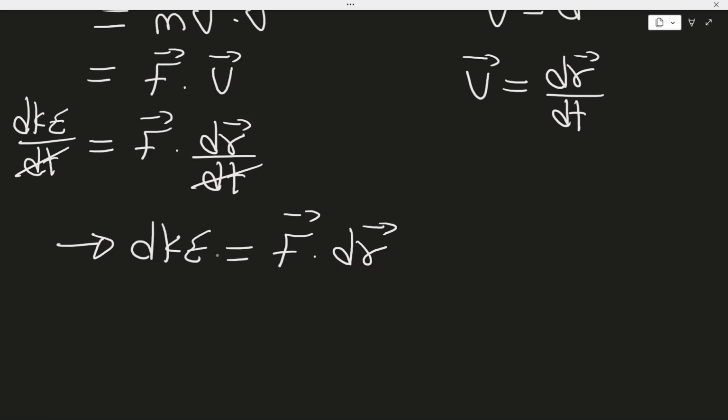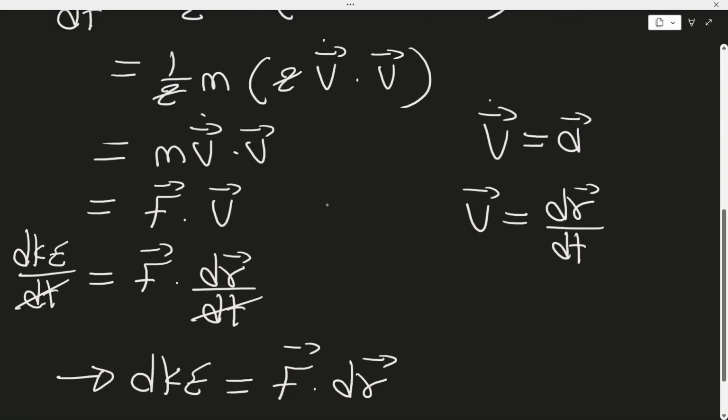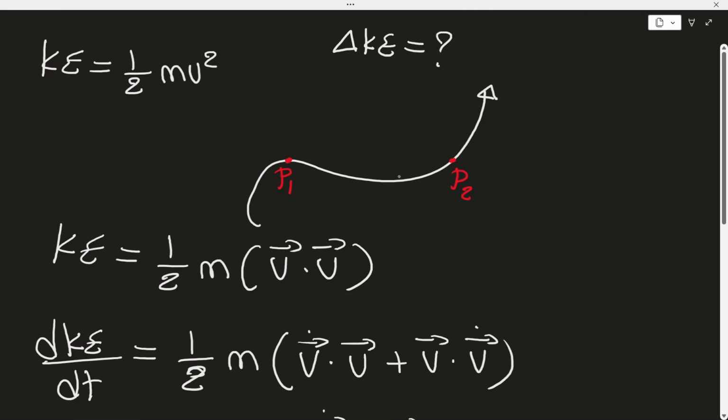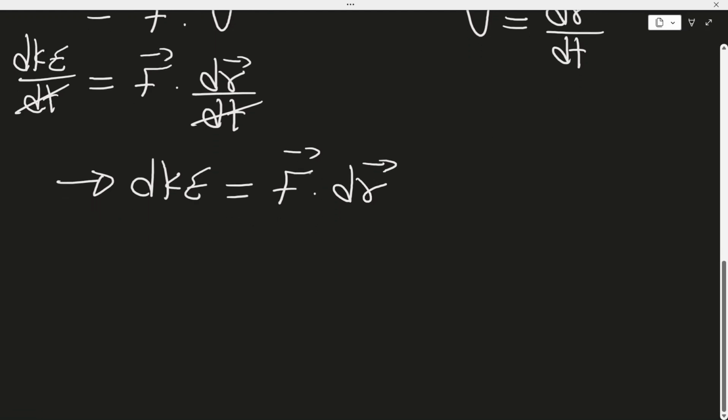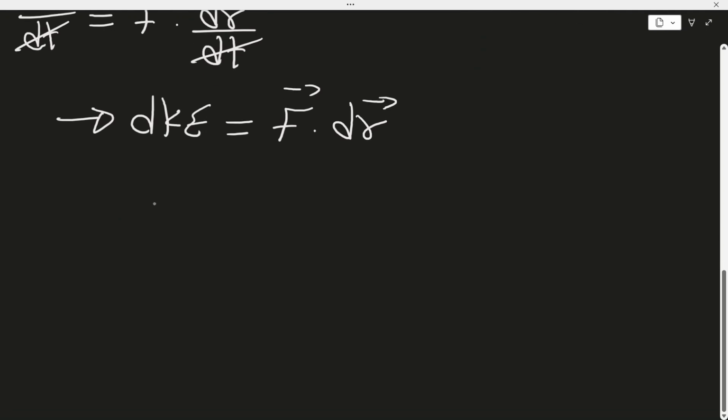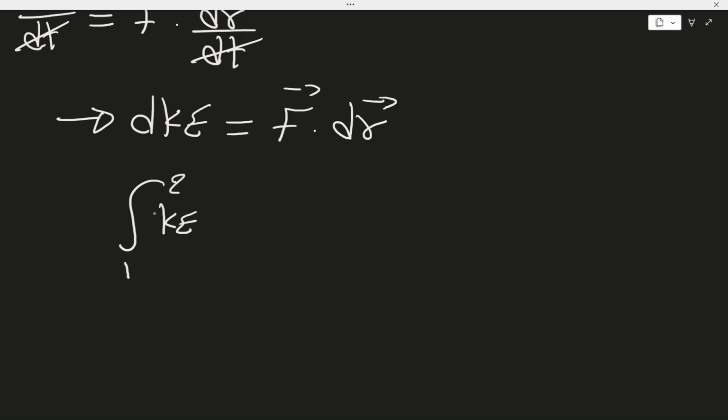Now, if we take the integral, we can calculate the change in kinetic energy for that arbitrary path. In fact, it can be used for any path, whether it's small or large. What I mean by small or large is a small distance or a large distance. All right, so let's take the integral from point 1 to point 2. That is, dKE is equal to the integral from 1 to 2 of F dot dr.